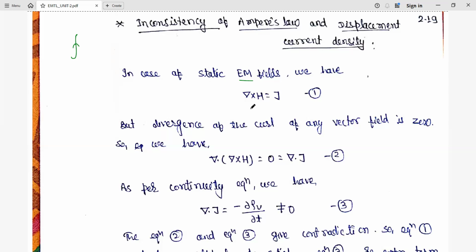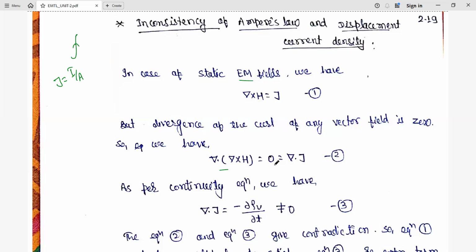In the EM field we have the relation del cross H equal to J, where J is the current density. Current density is J equal to I by A, current per unit area. Now we have the concept that the divergence of the curl of any vector field is zero. So we can write the divergence of equation 1: del dot del cross H equal to 0, and on the right side we have del dot J.